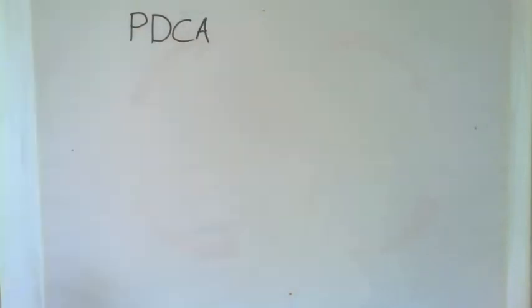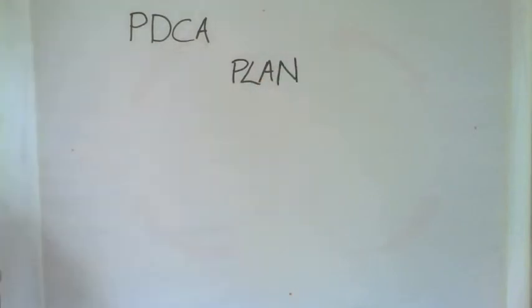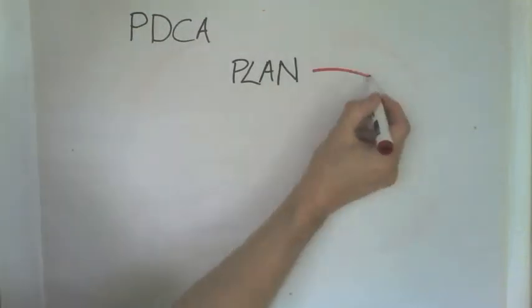PDCA. Plan, do, check, act. Plan. Plan the strategy, the processes, products and services necessary to achieve the results intended. Define the resources needed.